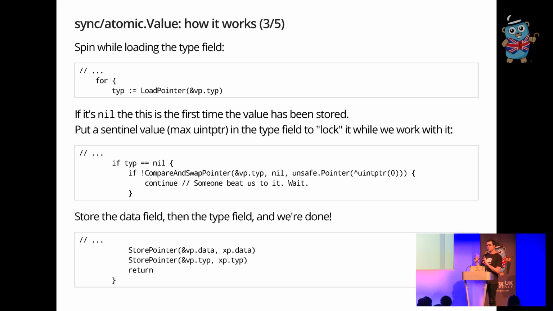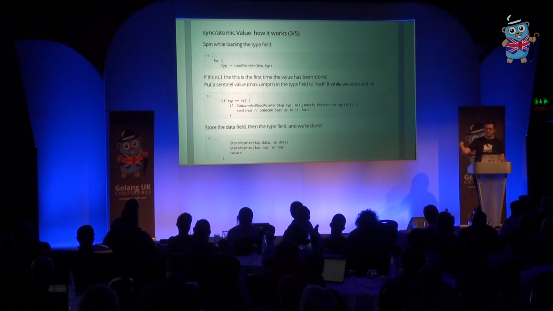That ^uintptr(0) is uintptr flipped with all bits set to 1. So it's like max uintptr, which on a 64-bit machine is whatever 2 to the 64 is. And so it's incredibly unlikely that a real type will ever have that value. I think it's pretty much impossible that you'll have that many types in a Go program. But if we're able to stick this sentinel value in the type field, then we can proceed and start storing the real value.